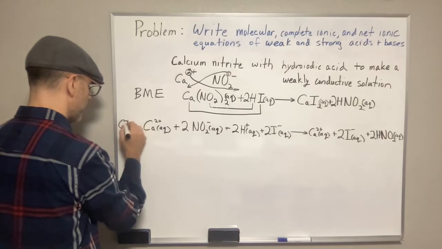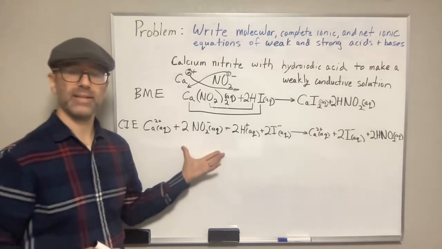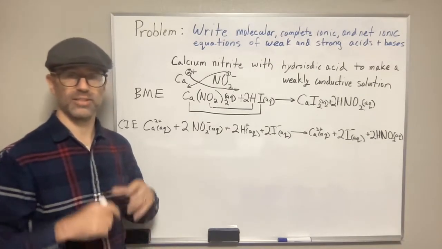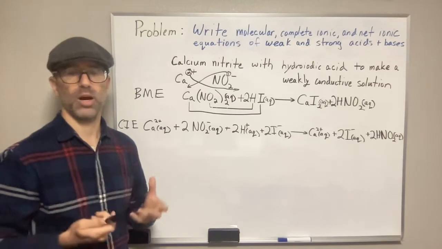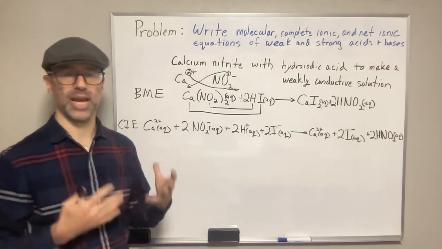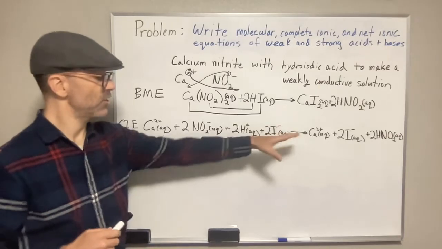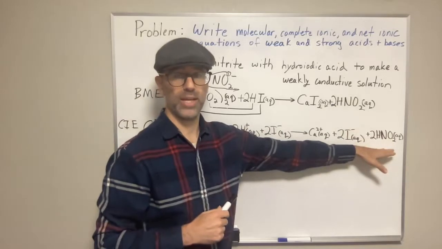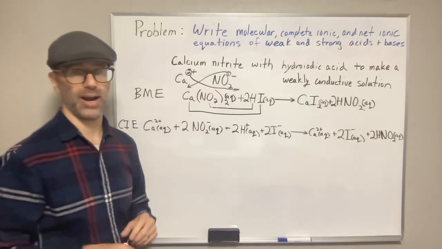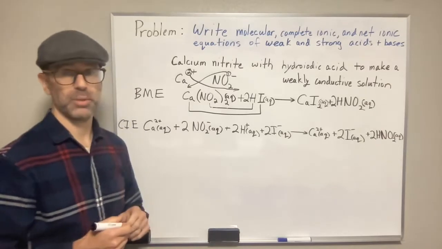So complete ionic equation. So now to make the net ionic equation, we need to pull out our spectator ions. And what are the spectator ions? The spectator ions are the ones that are not doing anything. And so here's where we need to be careful with the weak acid. So we need to, again, recognize that we have a weak acid here because that's going to affect how we write our net ionic equation, because that is not coming apart.